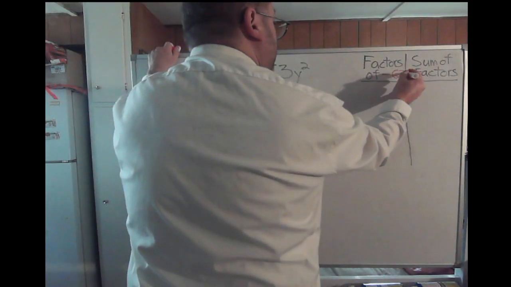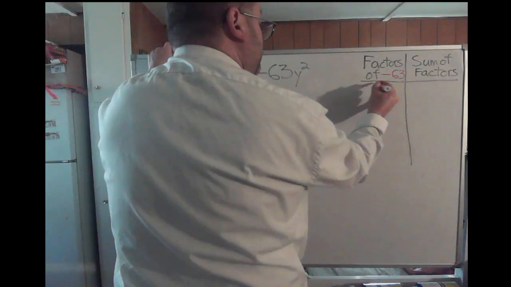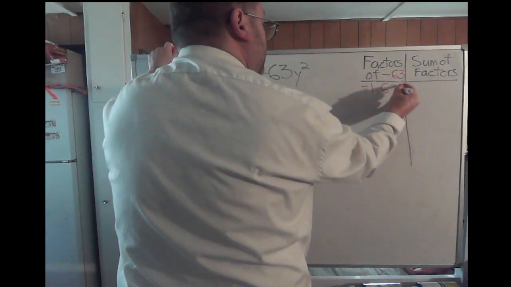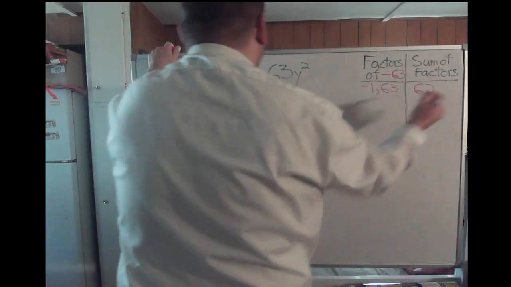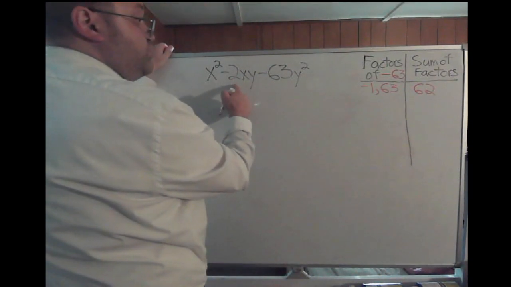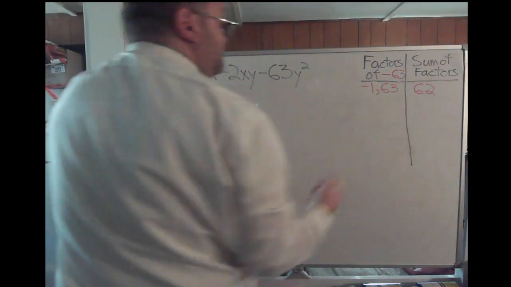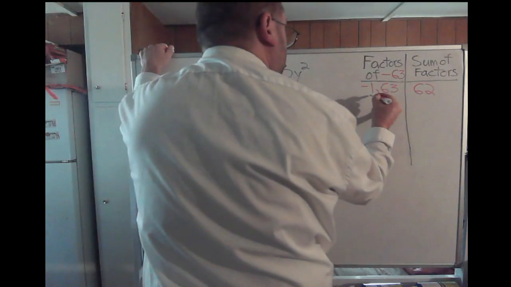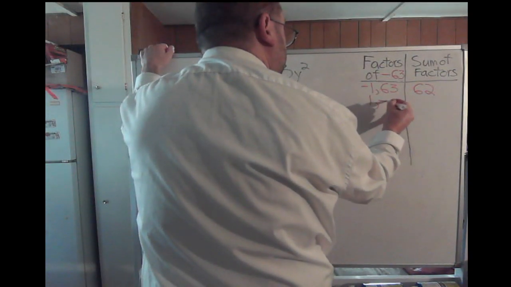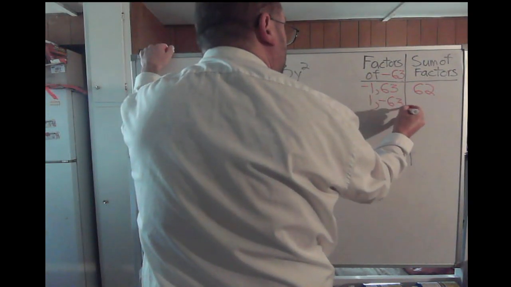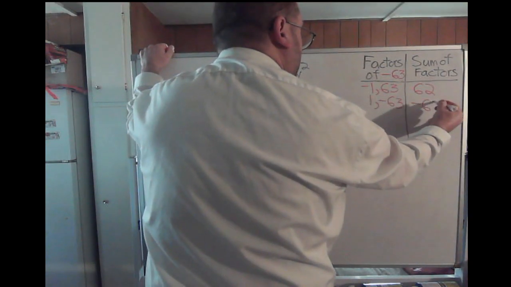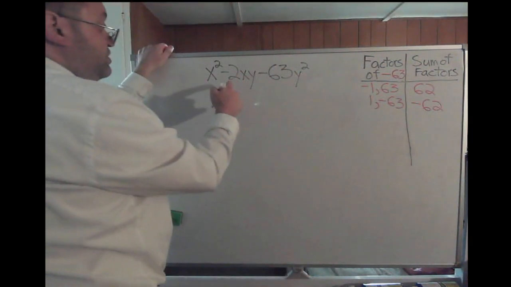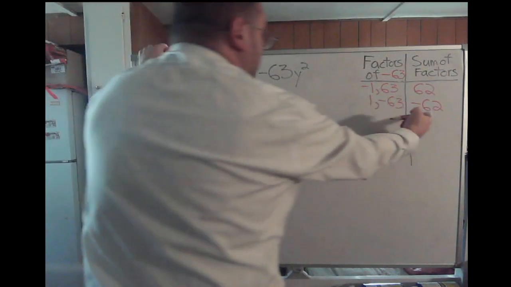Negative 63. Well, we'll start with negative 1 and positive 63. Add those together, you would get positive 62. Well, you need your middle coefficient to be negative 2, not positive 62. That doesn't work. So how about positive 1 and negative 63? Well, 1 minus 63, that's negative 62. Well, you need your middle coefficient to be negative 2, not negative 62.